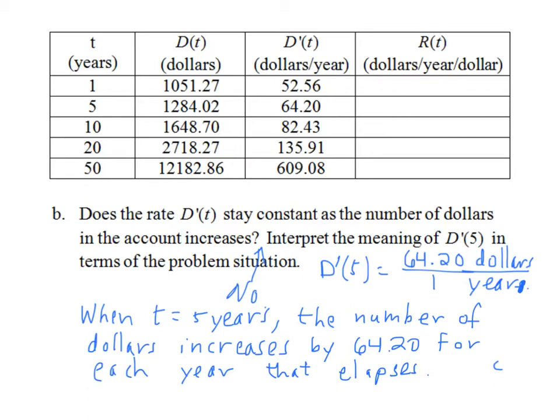So now I want you to think about how we could fill in the last column here. How can we get this R of t? And the thing to do, and it says this in letter C, is focus on the units. Here we have dollars per year for d prime of t. Over here with d of t we have dollars. And now we want dollars per year per dollar. That should tell you what you need to do with these two columns to figure out this column right here. So give that a try.